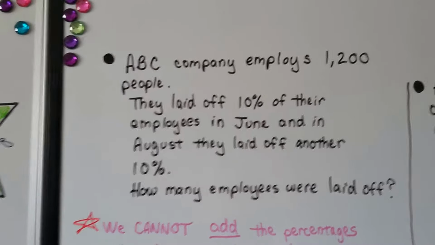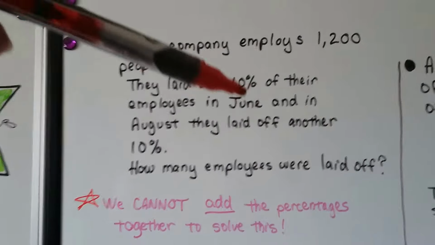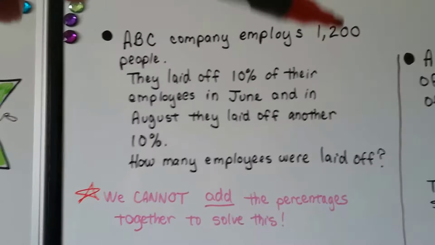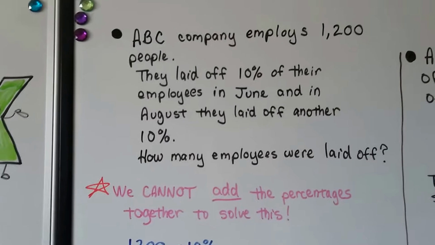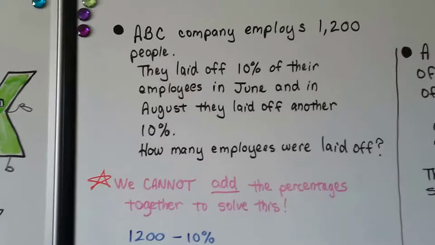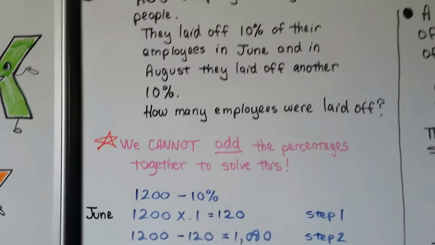So out of the 1,200 employees, how many were laid off? We cannot add the percentages together and just take it away from the 1,200. That will not work, and you'll get a wrong answer, okay? We have two steps here. We need to take away 10%, find a subtotal, and then take away another 10%.